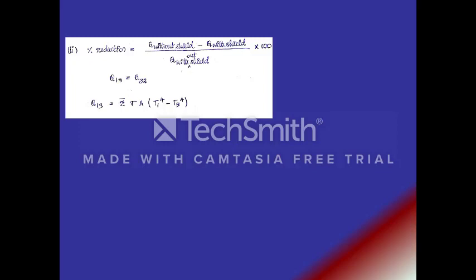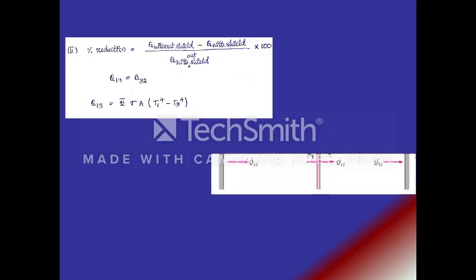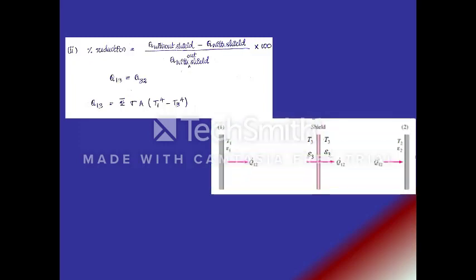So what is asked is the percentage reduction in heat transfer because of the shield. The percentage reduction in heat transfer is equal to heat transfer without shield minus heat transfer with shield, divided by heat transfer without shield, multiplied by 100. An important thing we have to remember in the case of shield is that whatever heat is transferred from plate 1 to shield, the same heat is transferred from shield to plate 2. That is a very important relationship.